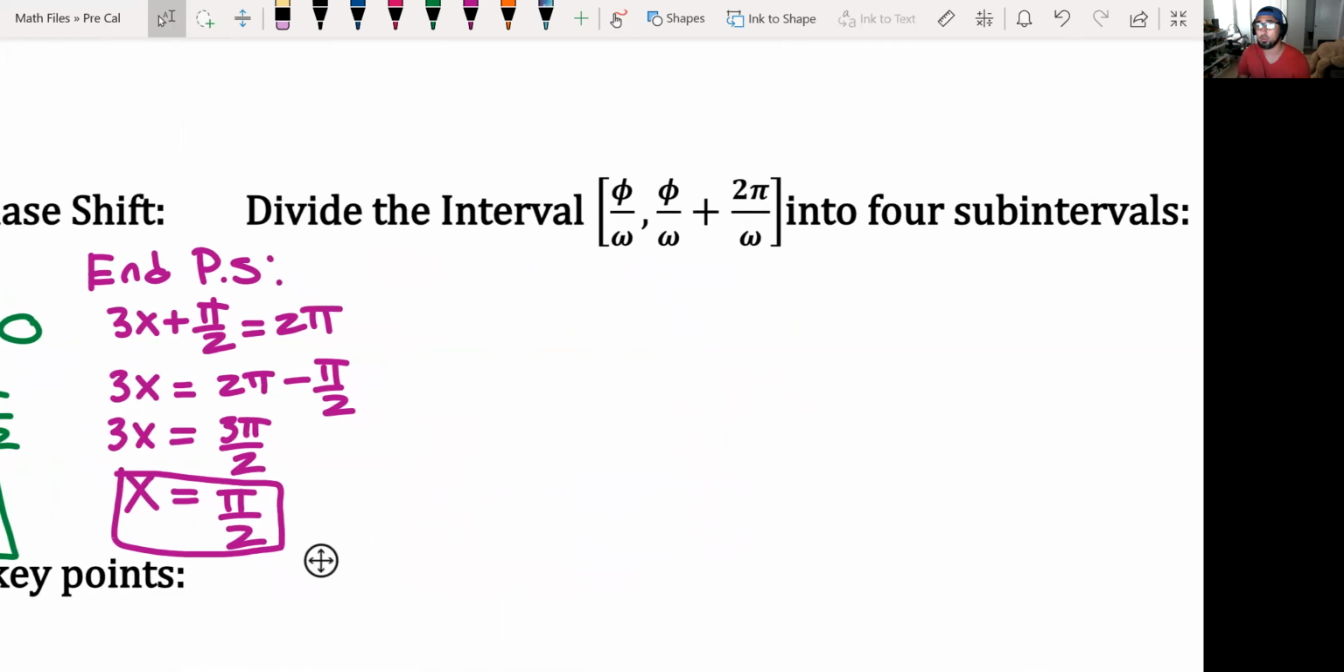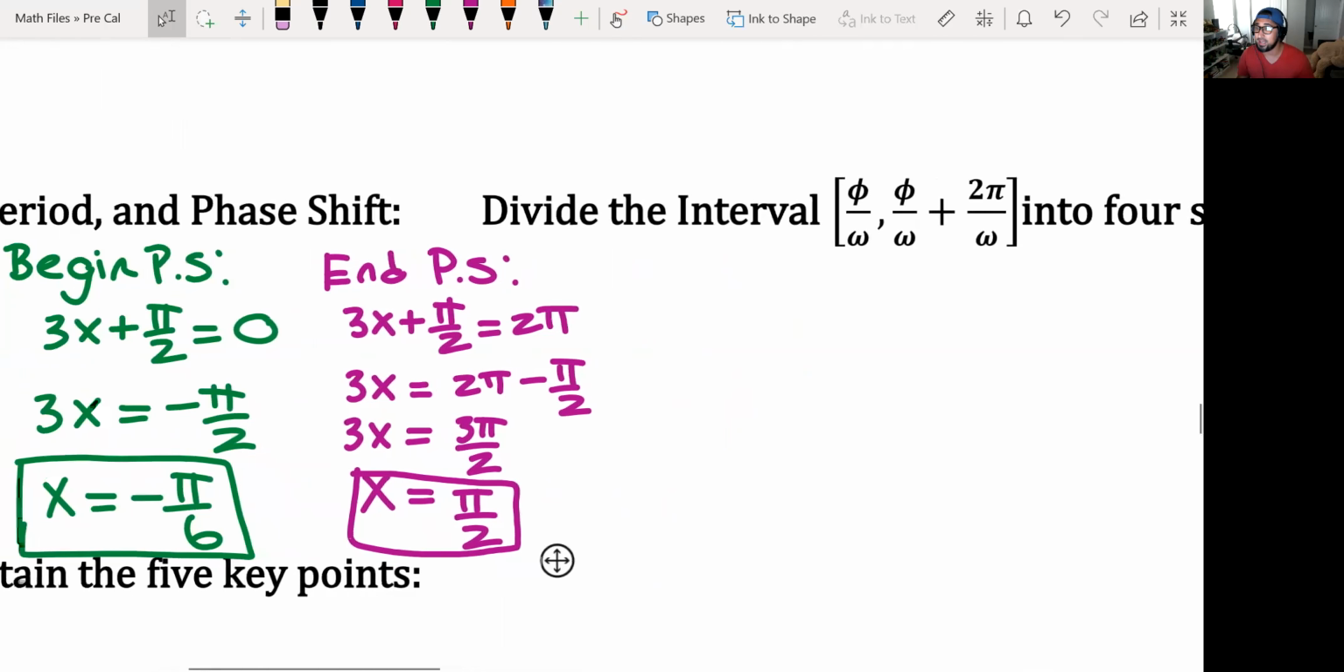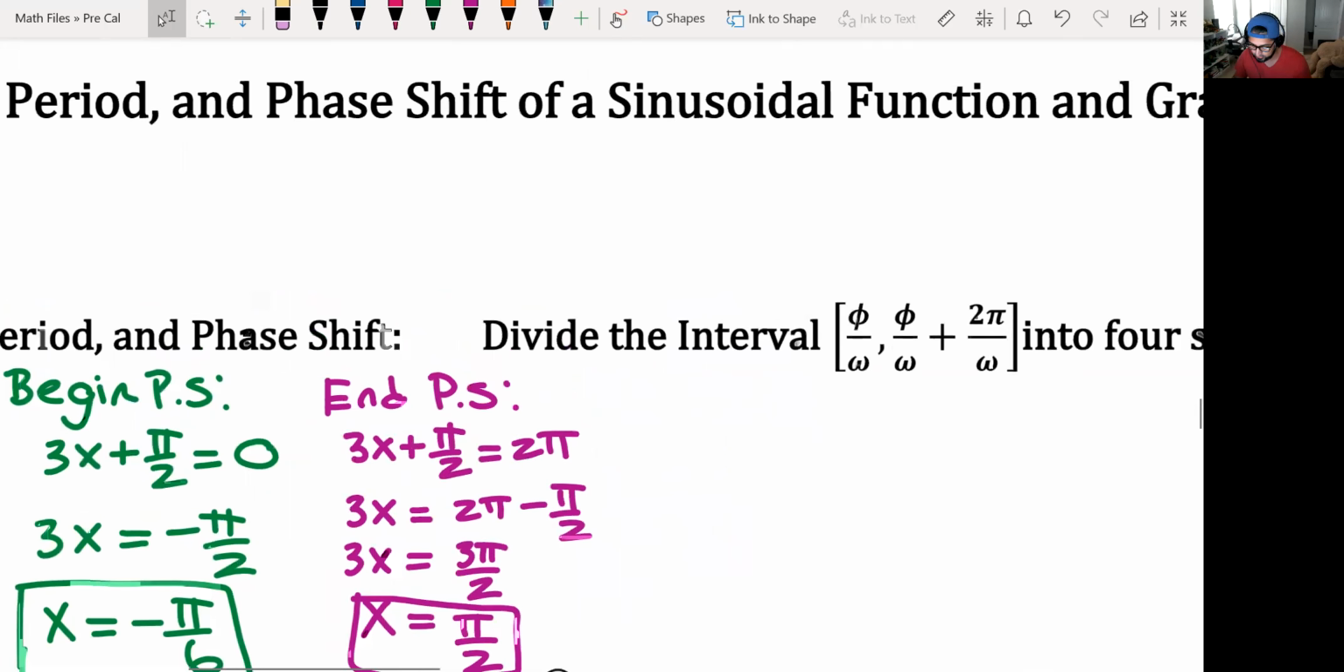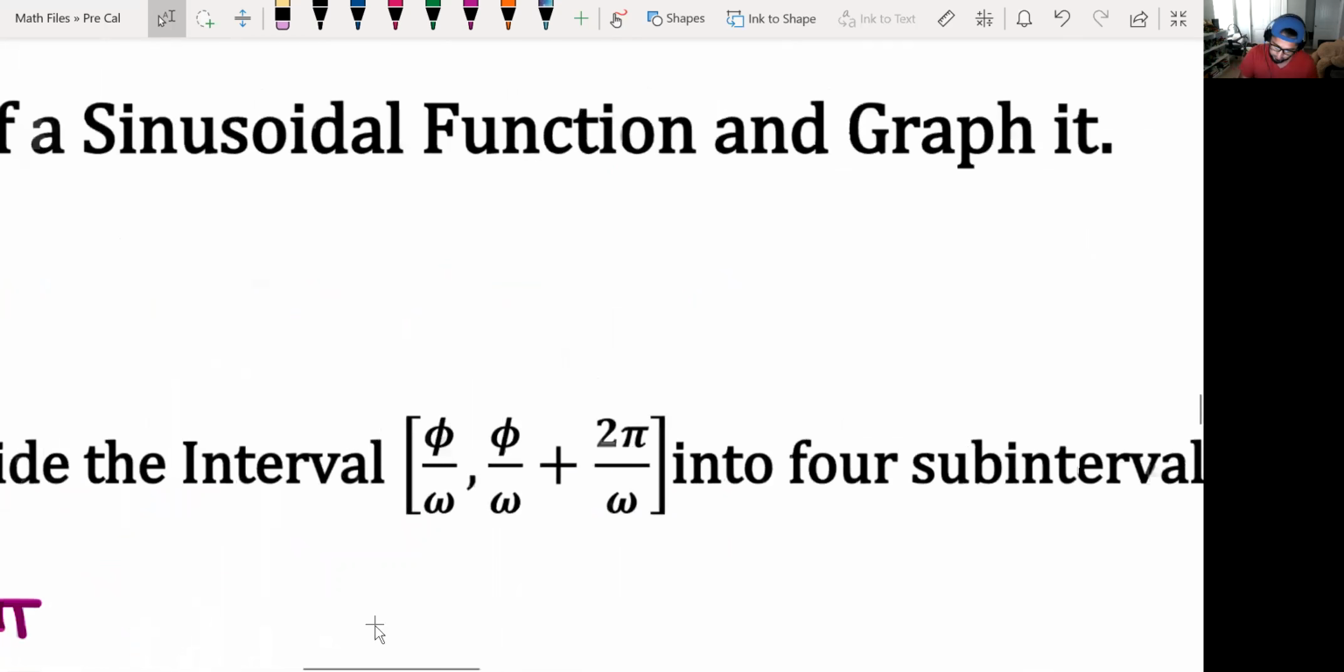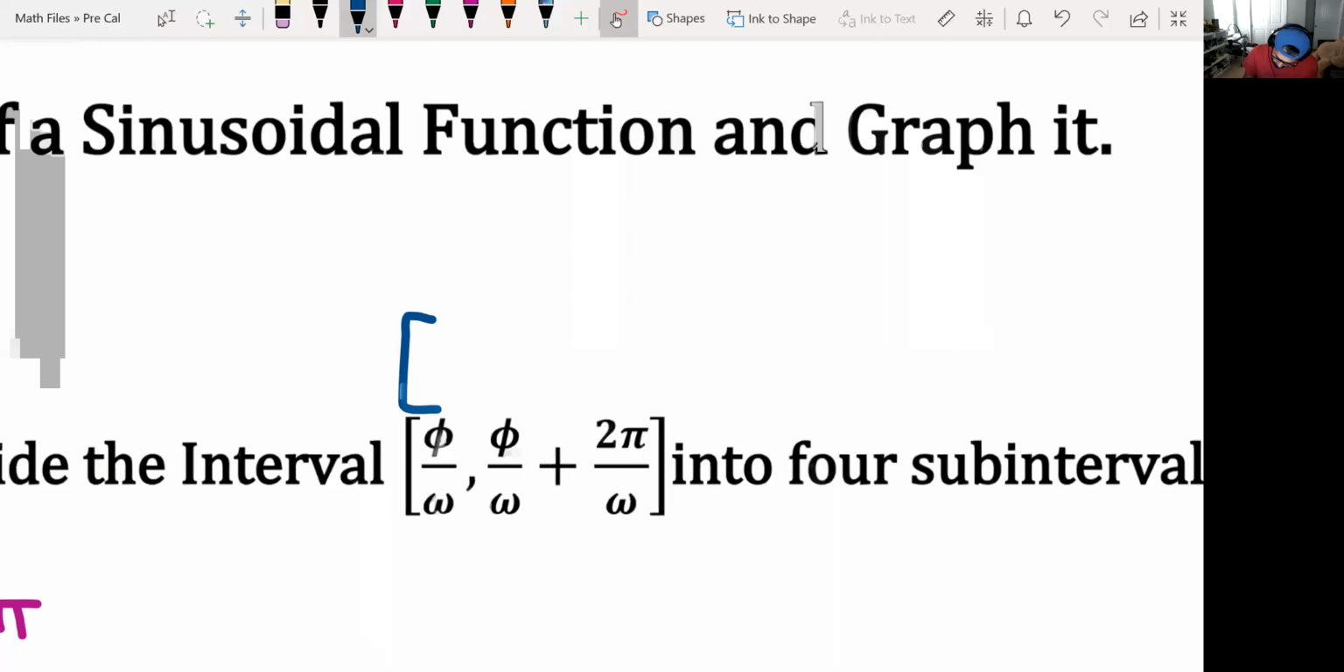Now you're going to take your interval, phi over omega, and phi over omega plus 2 pi over omega, which is what we just found. That interval is stating the beginning of the phase shift and the end of the phase shift. So let me write that above. Negative pi over 6 and pi over 2. So that's what we found. Beginning of the phase shift is negative pi over 6, end of the phase shift is pi over 2.